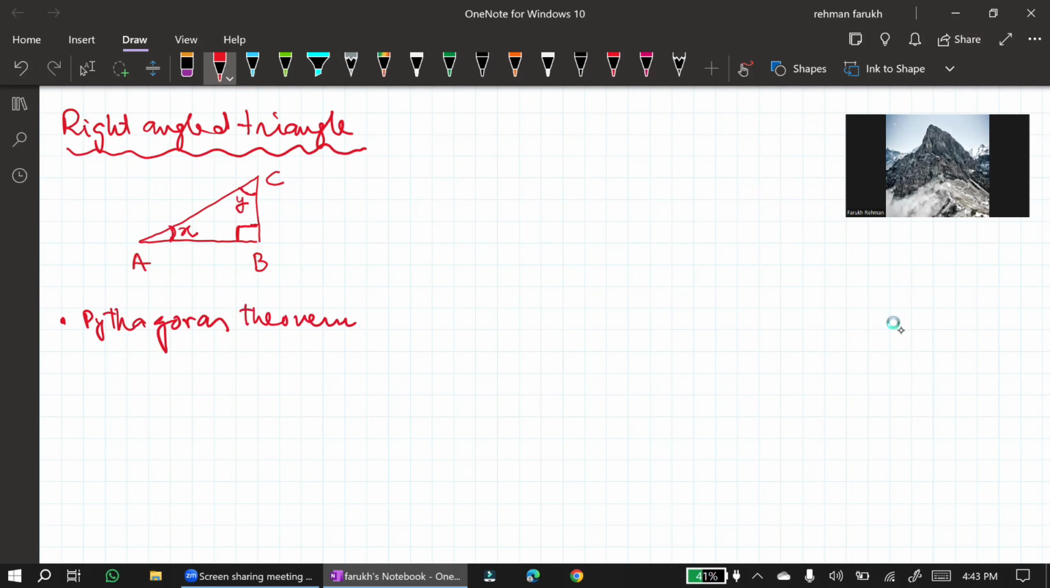Now, in a right angle triangle, the side opposite to 90 degree is known as the hypotenuse. B is the 90 degree angle. The side opposite to 90 degrees is AC, and AC is known as the hypotenuse, and this one is the longest side in the triangle.